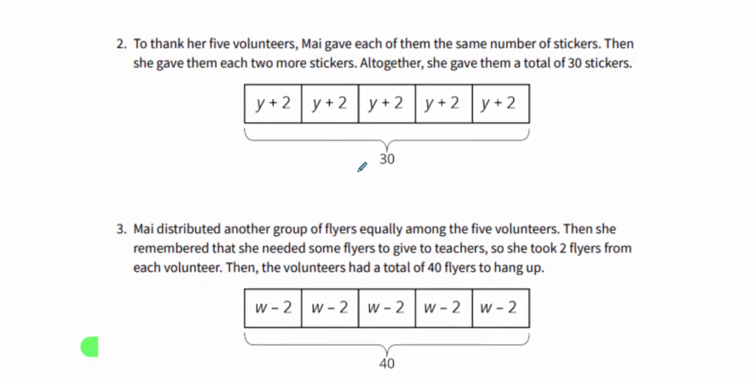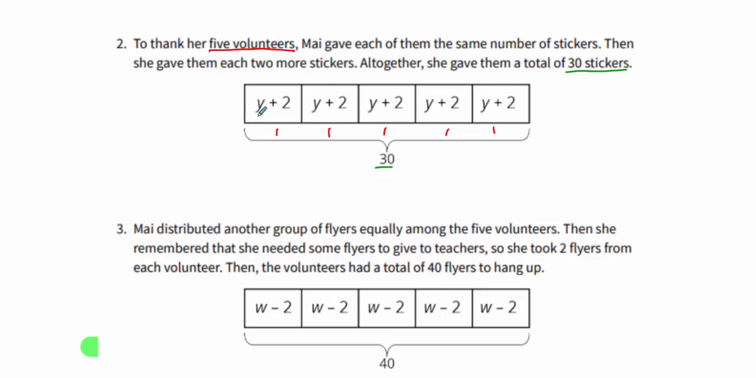So let's look at problem number 2. To thank her 5 volunteers, May gave each of them the same number of stickers. Then she gave them each 2 more stickers. Altogether, she gave them a total of 30 stickers. So 30 stickers total is this amount. And we have 1, 2, 3, 4, 5 boxes in our tape diagram. So those are our 5 volunteers. Each of these boxes is one volunteer.